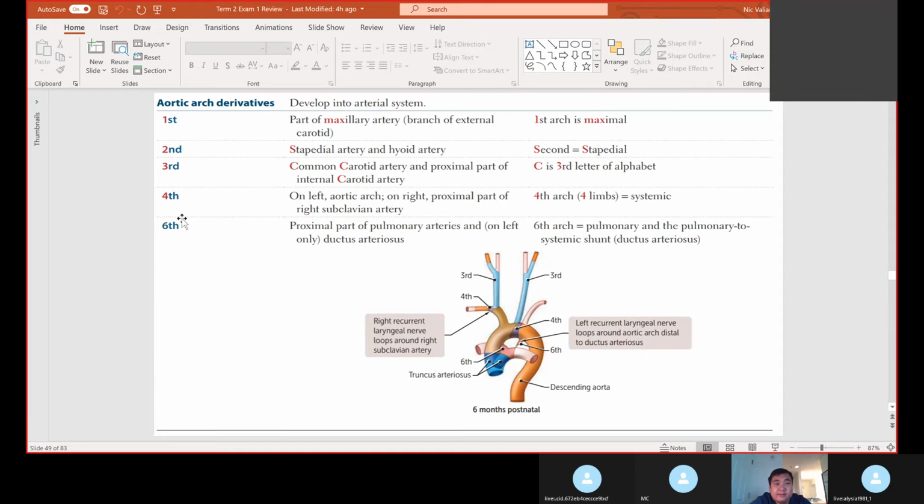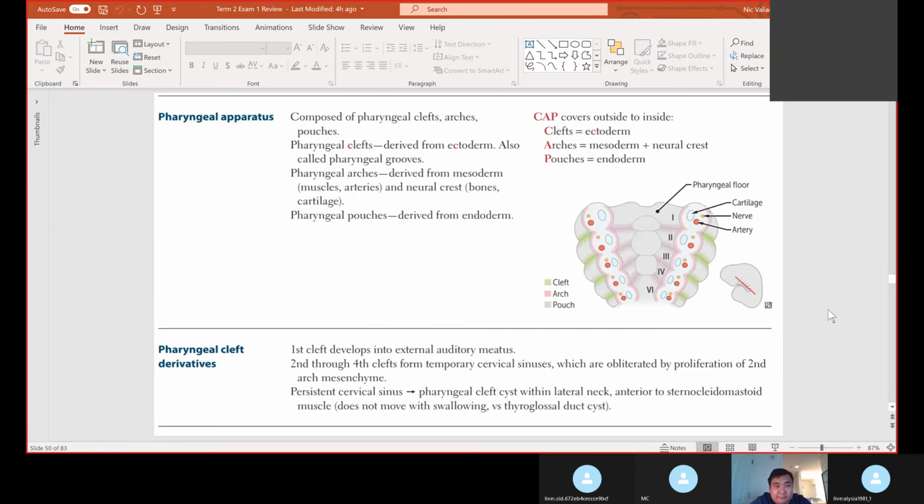Know this one, high yield. You can read all of that. Aortic arch derivatives. Plain memorization. Pharyngeal apparatus, pharyngeal cleft. Plain memorization.